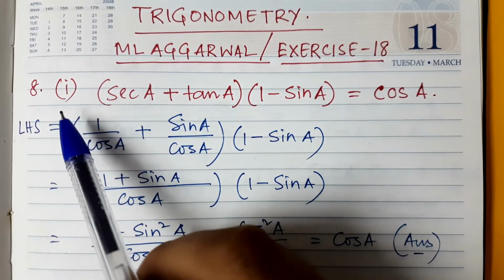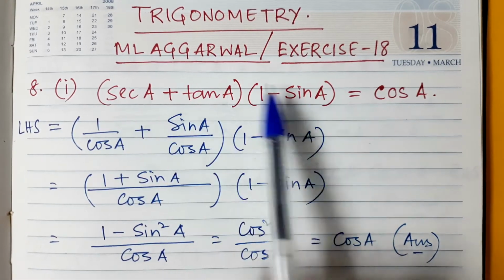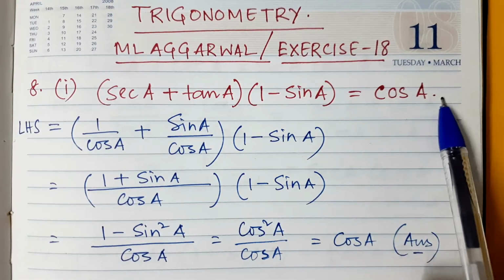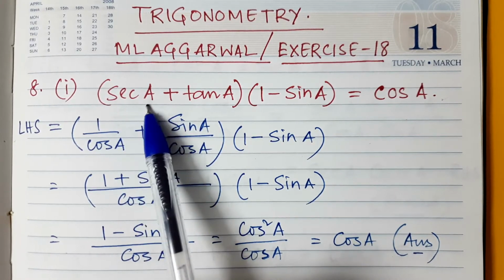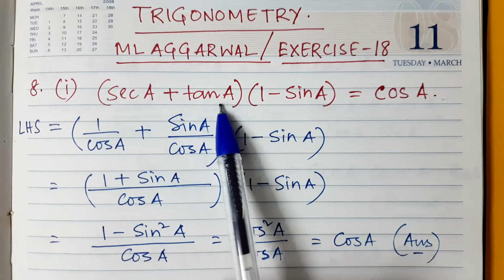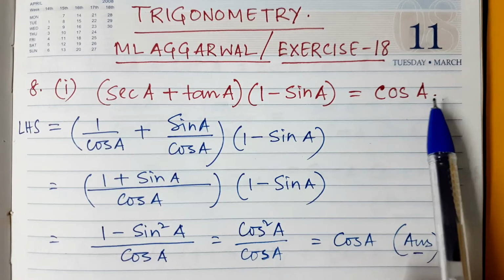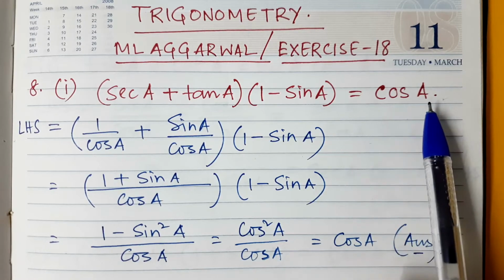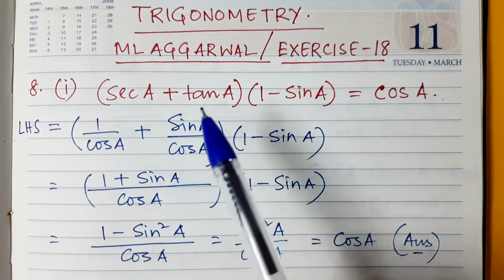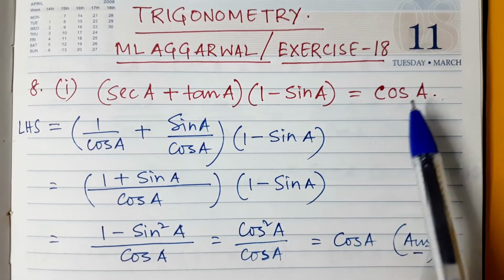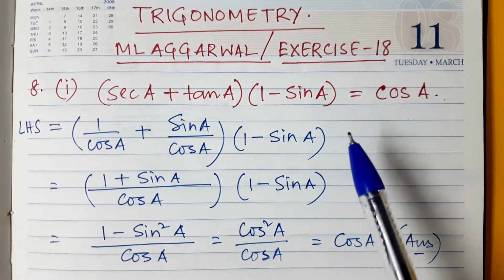So this is problem number 8 part 1. Here you observe that this is the left hand side and this is the right hand side, and you need to prove this. In the left hand side there are sec a and tan a terms, but in the right hand side there is no sec a or tan a. So in this kind of scenario you always write sec or tan in terms of sine and cos. Whatever is not present in the right hand side, you write in terms of sine or cos.